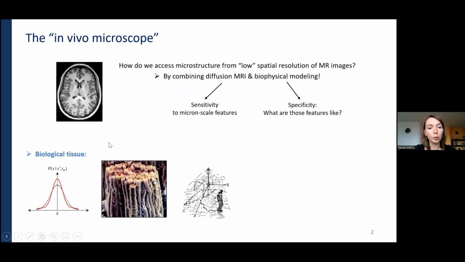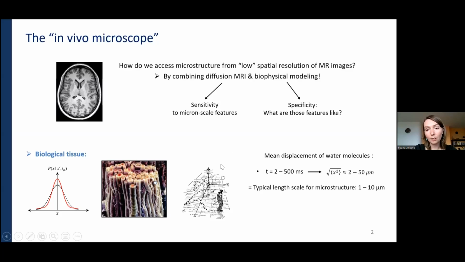So in biological tissue, you may all know that the diffusion process is not Gaussian, it's not free diffusion, and the pathway of the water molecules is largely influenced by the restrictions and hindrances they experience in the form of cell membranes or subcellular structures and so on. And so it's kind of serendipitous that the mean displacement of water molecules in the time that we impart during our diffusion MRI experiment is on the order of a few tens of microns, which is very characteristic of the typical length scale of the microstructure features we're trying to uncover. So this is why diffusion MRI is really an excellent probe of tissue microstructure.